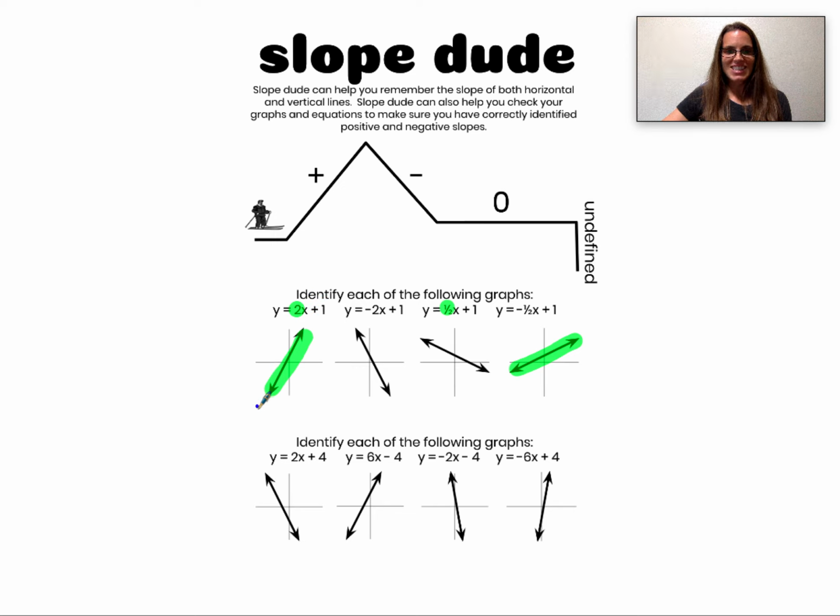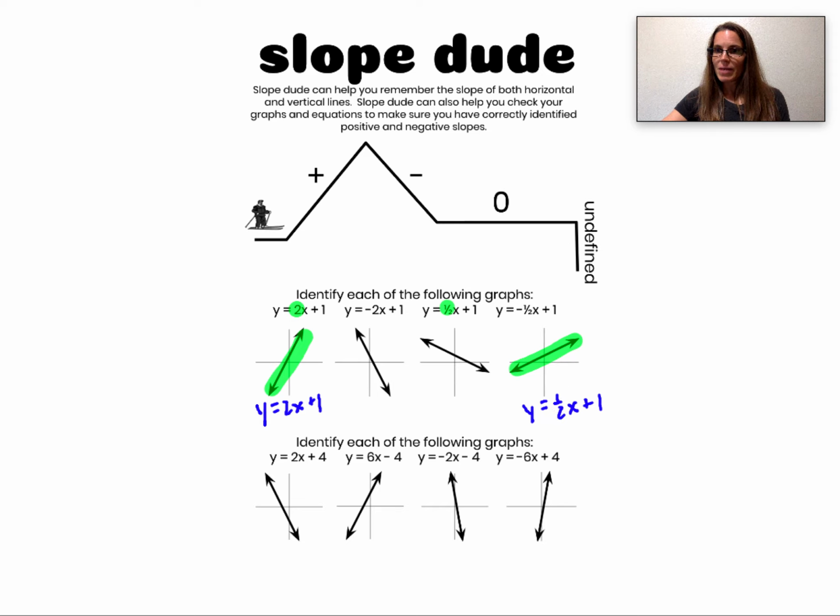That helps me match that this is the graph of y equals 2x plus 1. It's puff, puff, positive and pretty steep. And this is the graph of y equals 1/2 x plus 1. Also puff, puff, positive, but flatter because of that fractional slope.